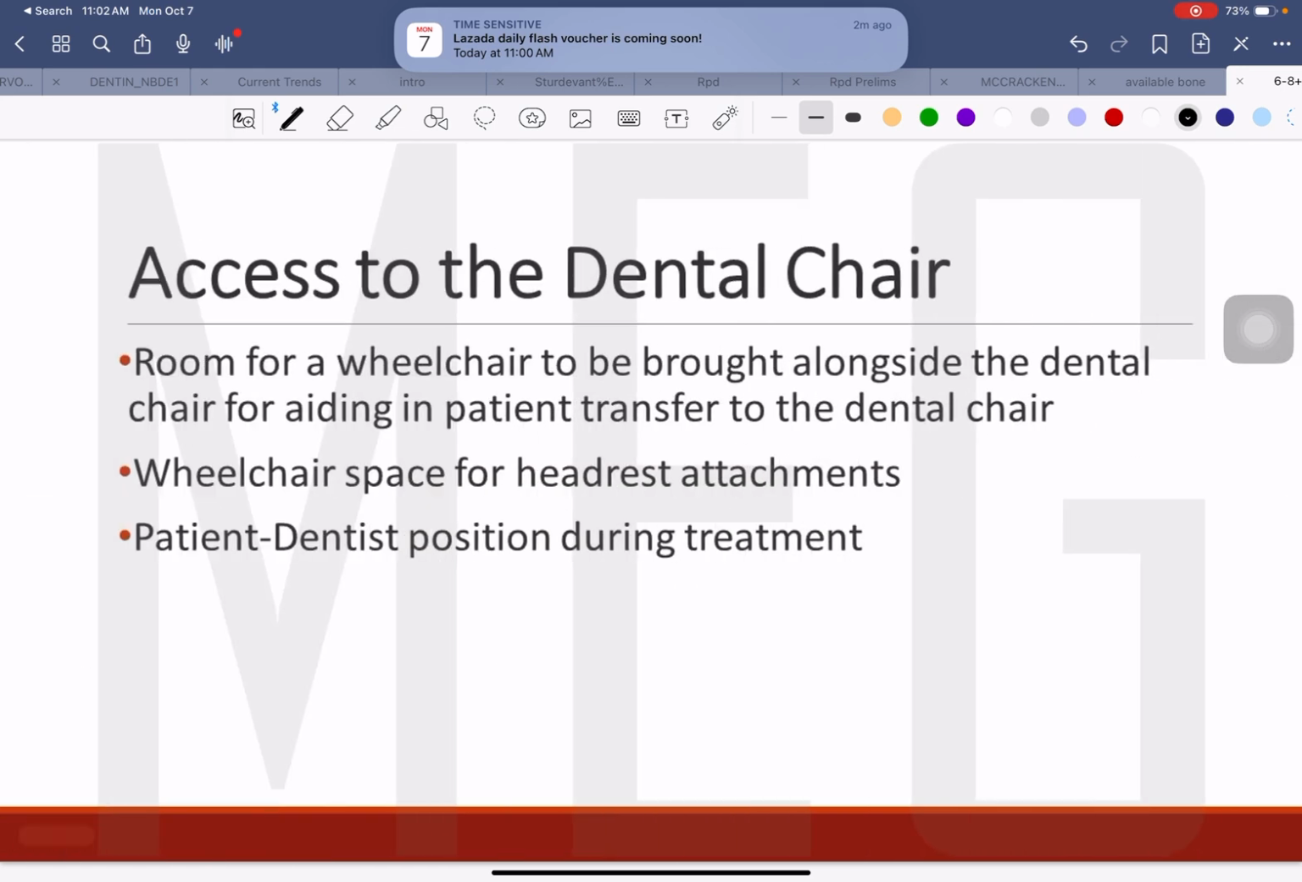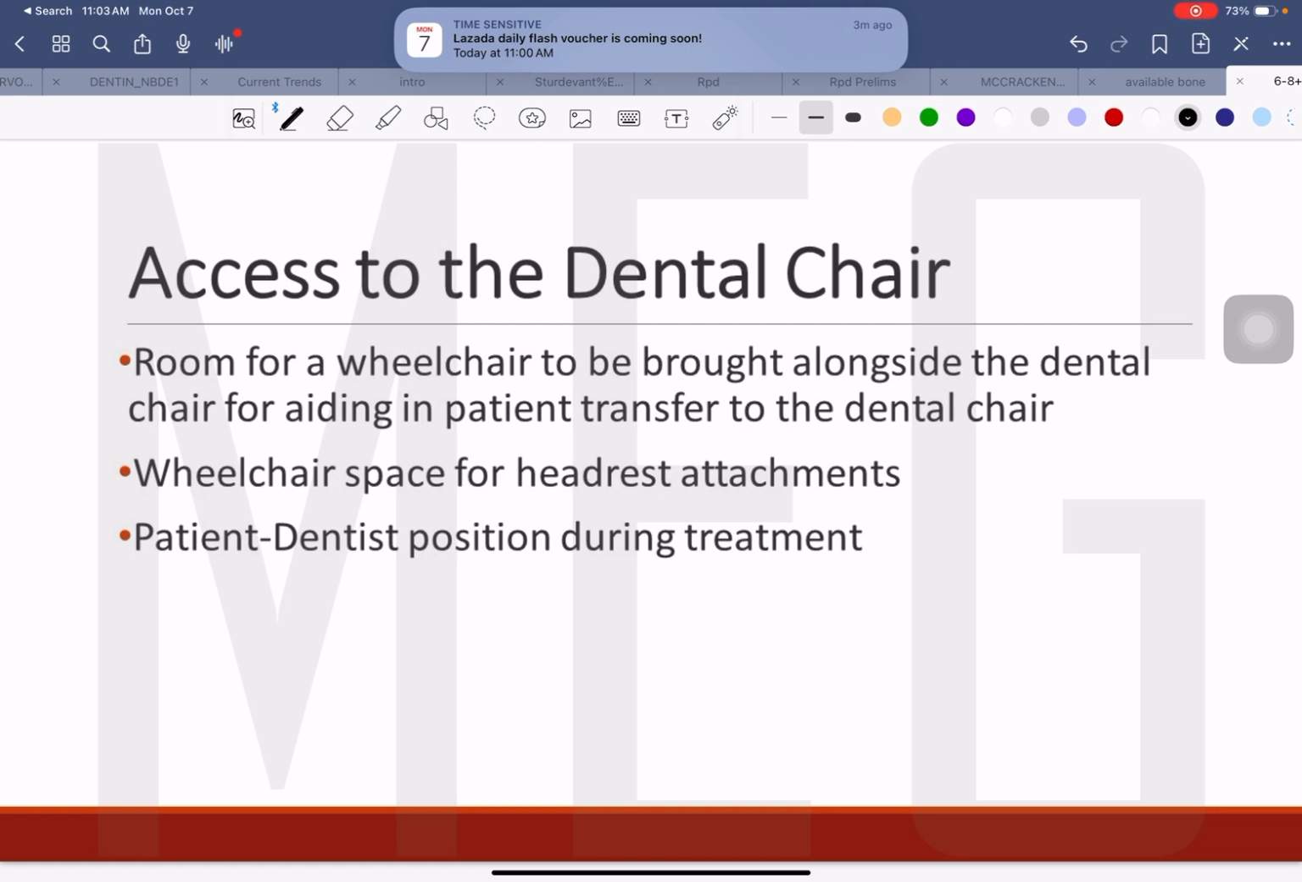So, access to dental chair. Room for a wheelchair to be brought alongside dental chair for aiding in patient transfer to the dental chair. Or the use of wheelchair space for headrest attachments and patient dentist position during treatment. One of the things that we do in the clinic is, di ba, the headrest, if you will notice, some headrests, they can be turned the other way. Right? So what do we do? Even for patients with wheelchair, we put them behind the chair, then we just binabaliktad lang namin yung headrest and we ask the patient to rest the head on that headrest. So lock yung wheelchair, then put the head on the headrest.